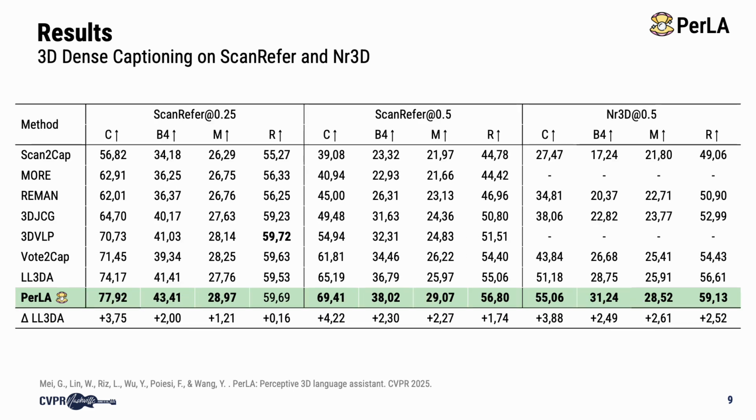We also evaluated PerLA on 3D dense captioning benchmarks, ScanRefer and Nr3D. Again, our method outperforms the state-of-the-art models across all metrics. On ScanRefer at 0.5, we achieve a CIDEr score of 69.41, over 4 points higher than LL3DA, showing that PerLA can generate more accurate and descriptive captions grounded in 3D geometry.